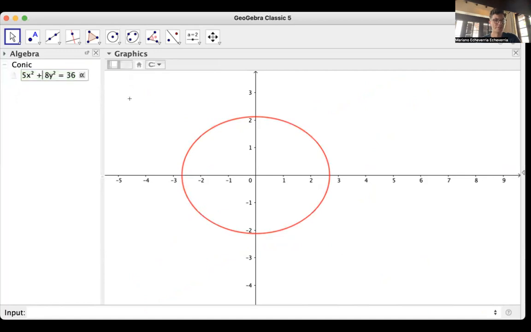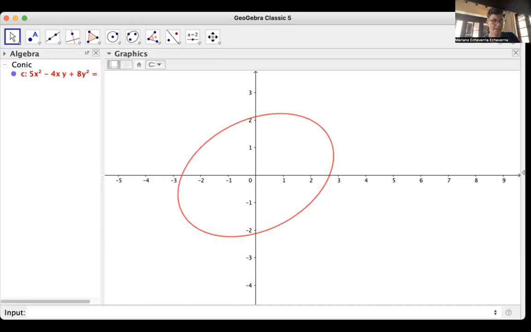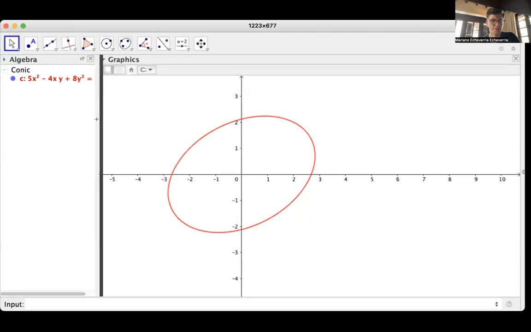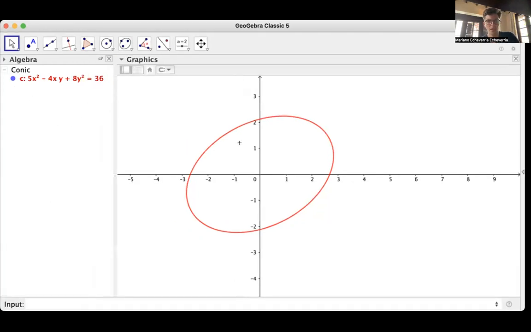Imagine that I had introduced a term that is minus 4xy. So I'm going to put the same, but now in the middle, I'm going to put what I call a mixed term, something involving x and y. Okay, so it is a very similar equation. If you notice, the only difference is that I introduce this thing that involves x and y.